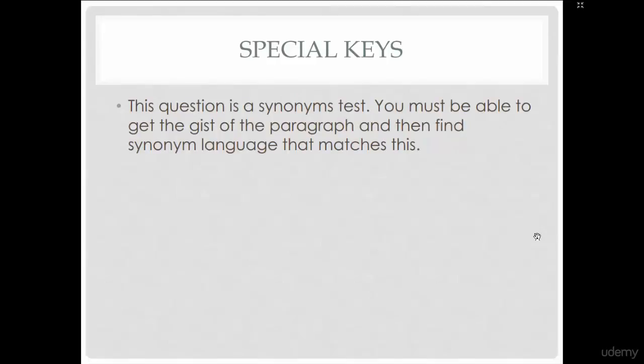All right, the headings question is a synonyms test, okay? It's a synonyms test because when you look at the paragraph and the language in the paragraph, they're not going to use the exact same language in the heading. They're going to use synonyms for the meaning. And so you have to have a good grasp of synonym language in order to do a good job on this particular question.